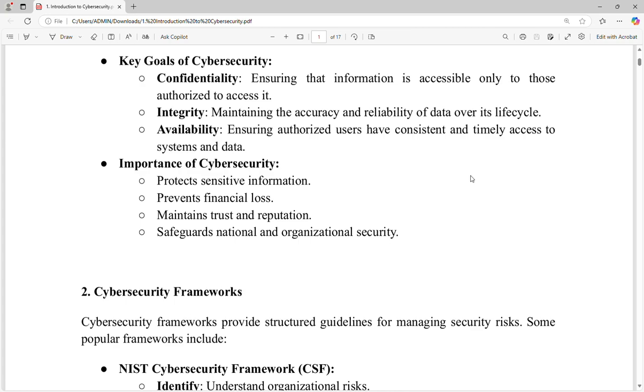And let's look at the fourth one, which is safeguarding national and organization security. That is also why cybersecurity is important: to make sure the national cybersecurity is being safeguarded, and organization security, company, industry, businesses, operations are secured. That is the importance of cybersecurity.